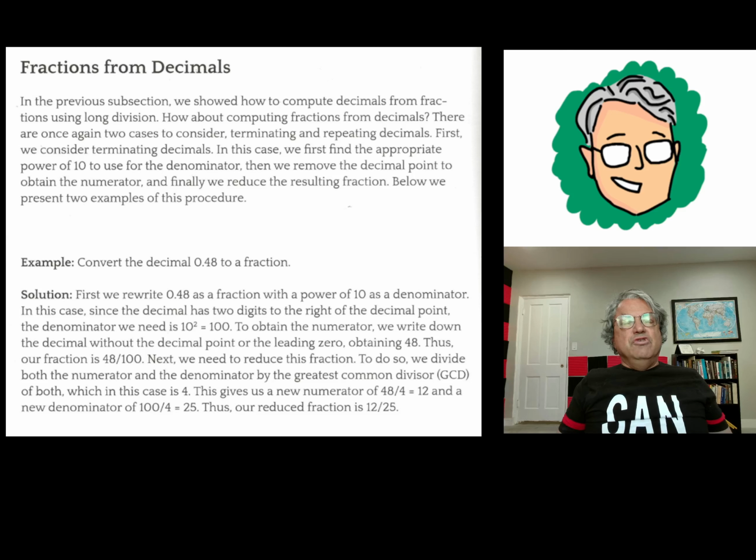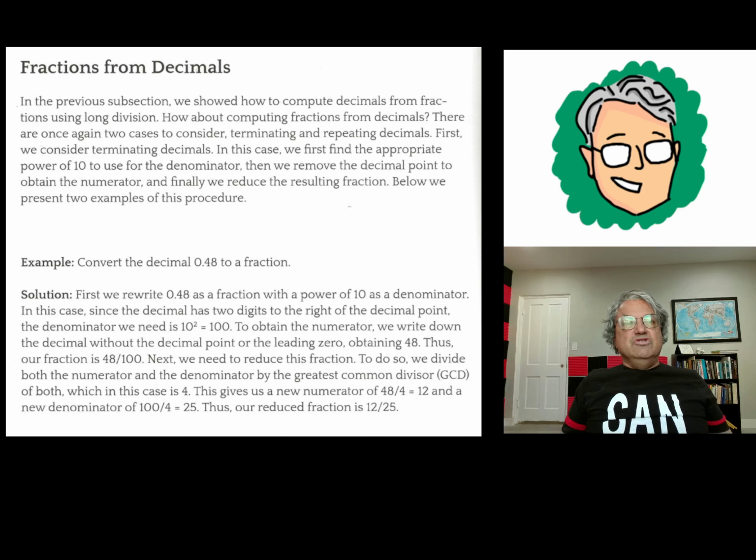Well, it's pretty straightforward if it's a terminating decimal. We just use the definition of a decimal. 0.48 means 48 over 100, because the 4 is in the tenths place and the 8 is in the hundredths place, so you can just read this decimal as 48 over 100. That's just what it means. But we still have to reduce it.